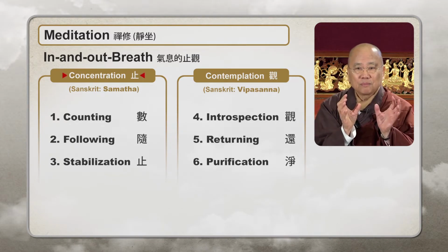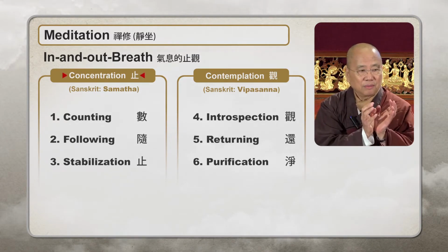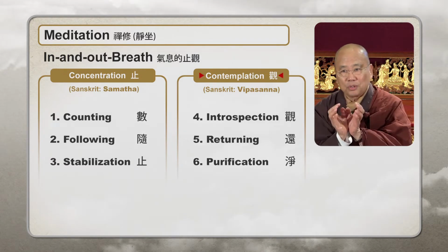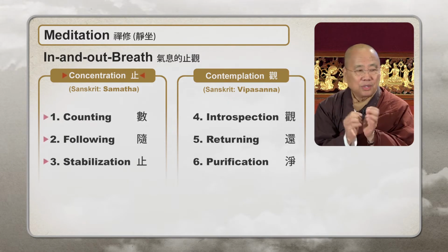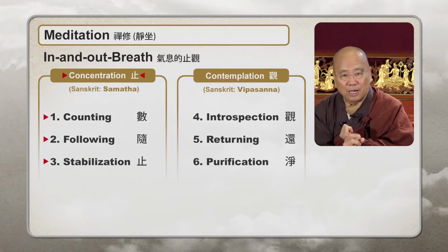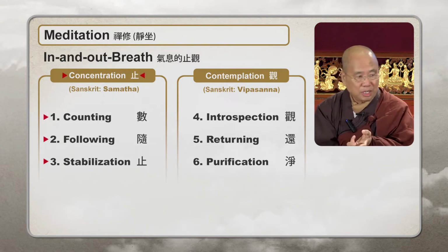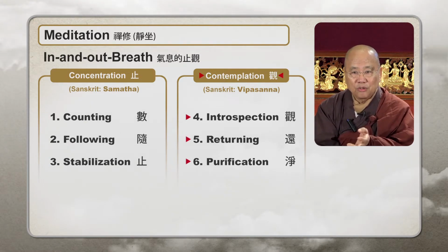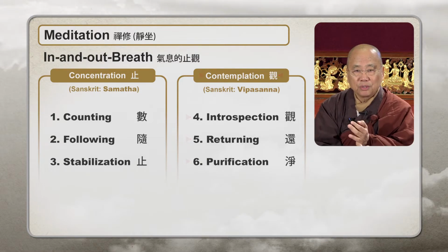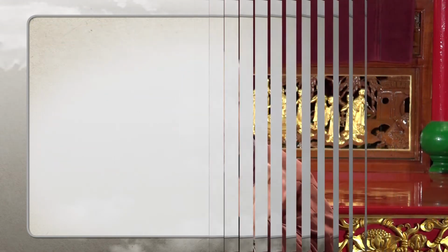Concentration involves 3 topics, and contemplation involves another 3. Concentration training is counting, following, and stabilization. And contemplation requires introspection, returning, and purification. So remember these 6. We call it the 6 superior doors to meditation. These are the doors to meditation. All right?